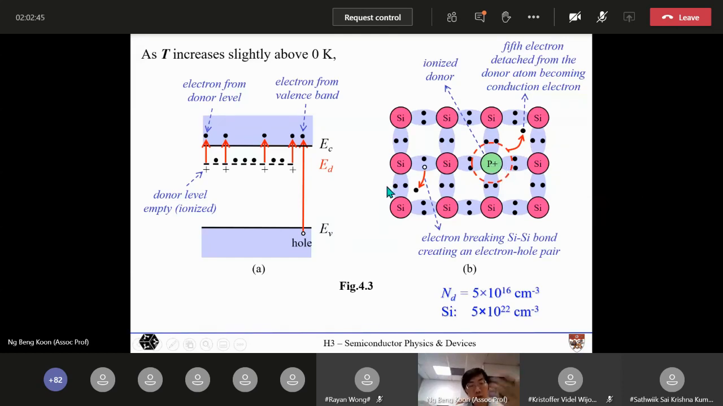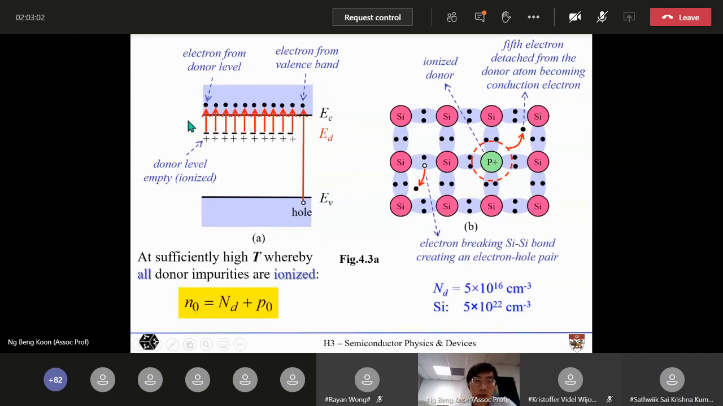And of course, if you keep increasing the temperature up to a certain temperature where it's sufficiently high, you will expect all the electrons in the donor level to go into the conduction band. In this case, we say that the semiconductor is fully ionized. This is this condition here. All the electrons are promoted to the conduction band from the donor level, and we say that all the impurity atoms are fully ionized.